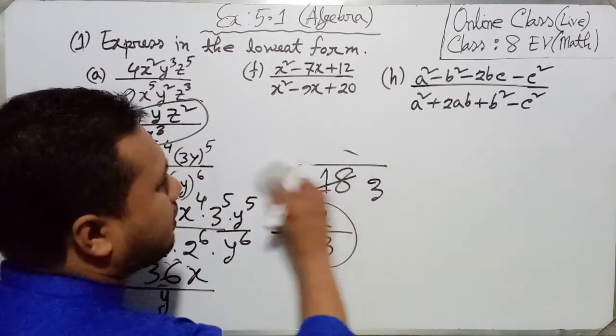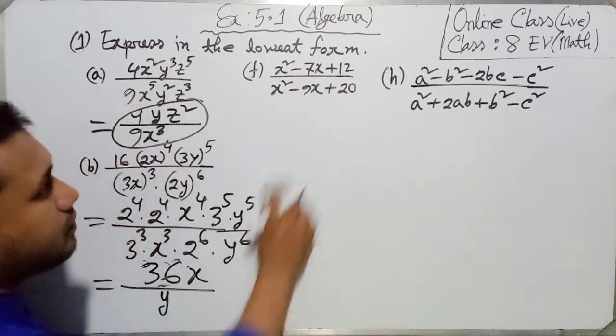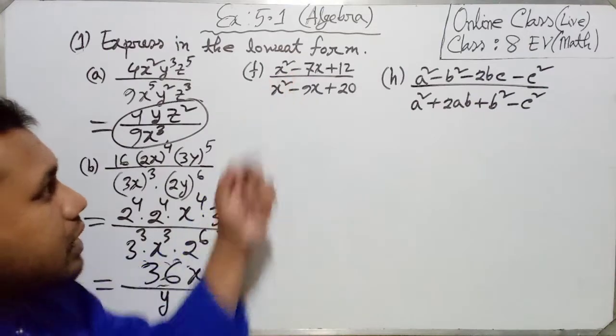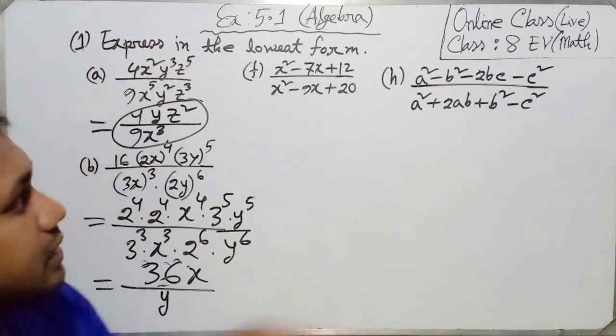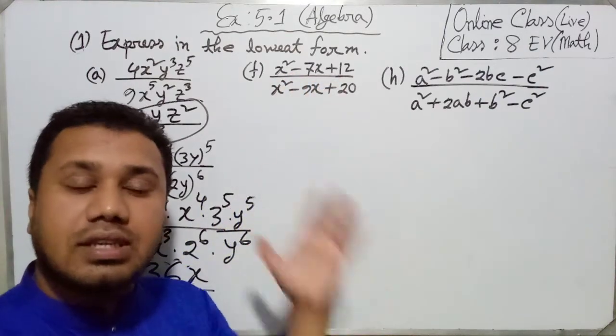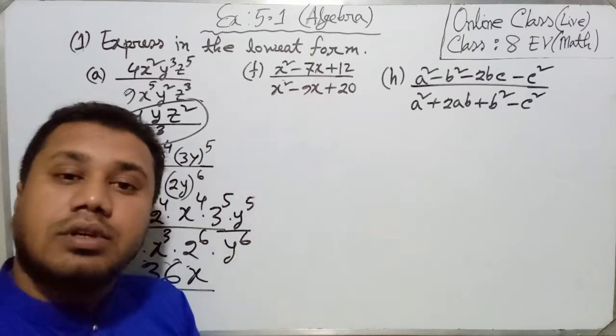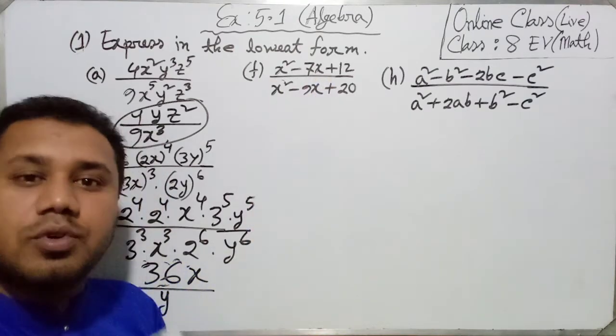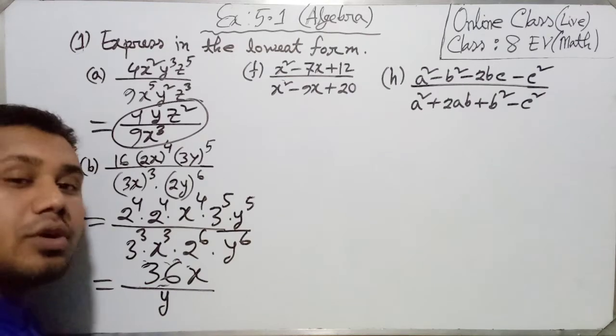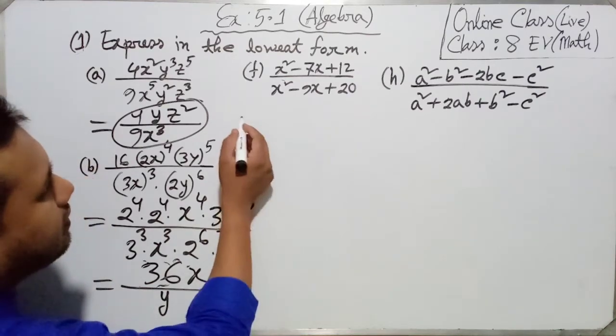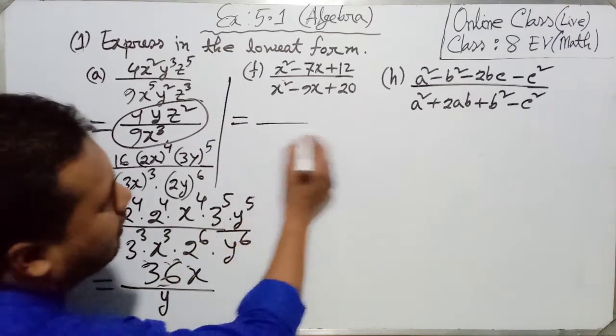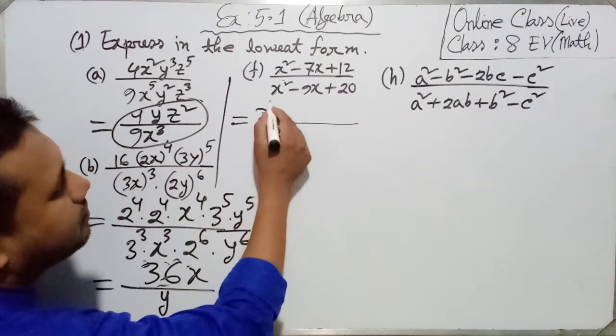Now problem number f. Look, here numerator and denominator have minus and plus. So we can say there are 3 terms. So this is not factorized. So at first we have to factorize. Now if we use the middle term process, then you will be able to factorize. Now look, what will be our answer?